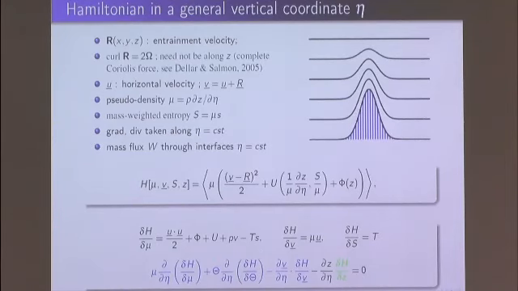And there is another relationship which will be useful later, which connects the various functional derivatives of the Hamiltonian, and which expresses that the Hamiltonian should not depend on your choice of the placement of the vertical levels. It's a Eulerian quantity.